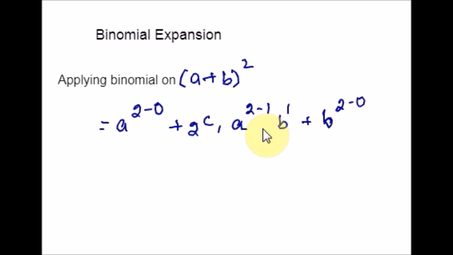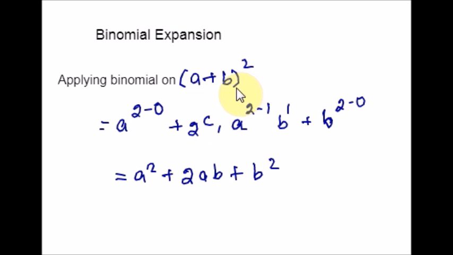So if we simplify all these, 2 minus 0 is just 2, and 2C1 is just 2, a raised to 1 and b raised to 1 is nothing but b. A raised to 1 is nothing but the term itself, any term raised to the number 1 is the term itself. Yes, by applying the binomial expansion, we get this formula for (a plus b) the whole square.